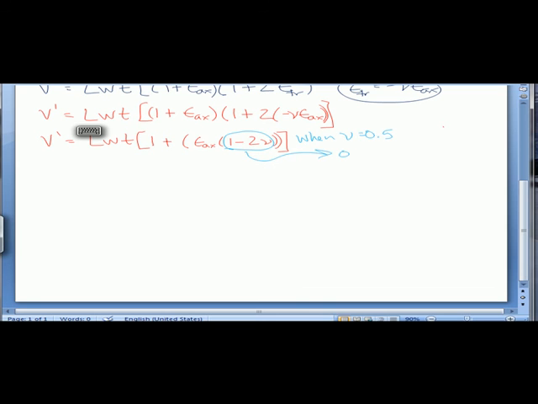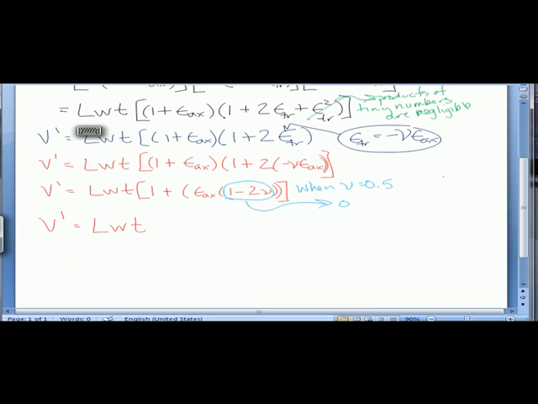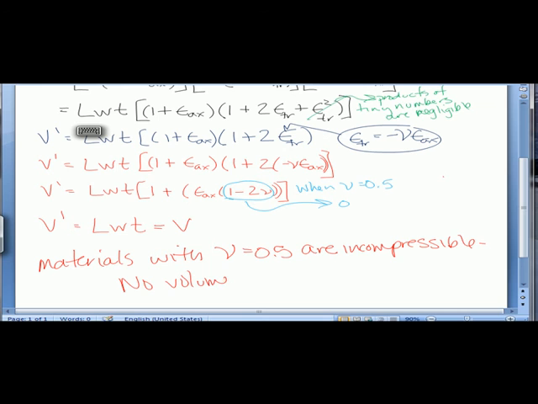That eliminates the axial strain, and you have simply length times width times thickness times 1. So V prime equals length times width times thickness. Length times width times thickness is the original volume. So the new volume equals the old volume. Materials with Poisson's ratio of a half are incompressible. No volume change under axial deformation.